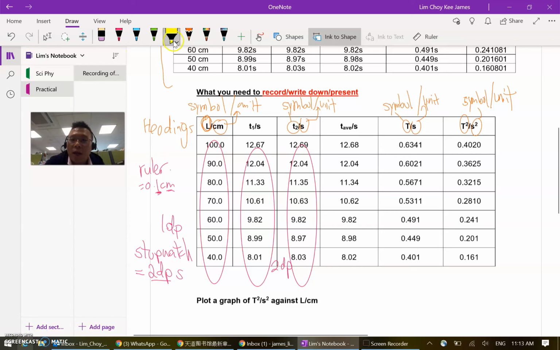We actually have a name for the data that we gathered from our instruments and recorded down. These 2 rows are what we call raw data, whereby the data are recorded directly from the instrument.